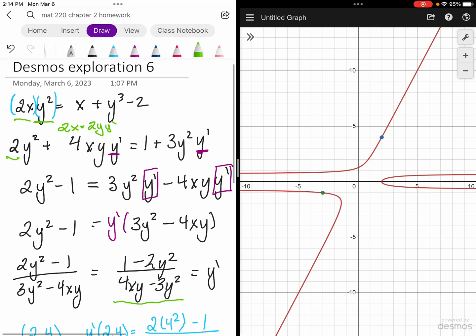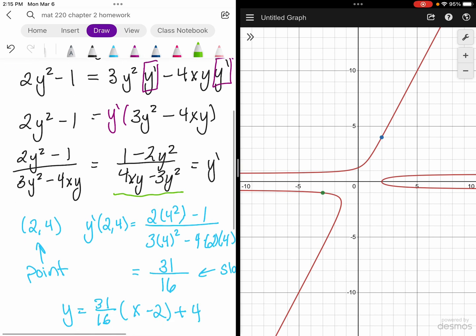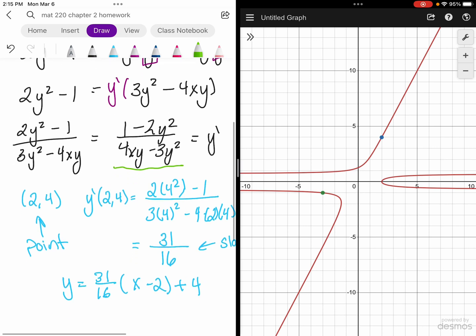Well, we were given a point on our graph. We were specifically given the point 2, 4. So if I want to write a tangent line at that point, I need to figure out what the slope is at that point. That means I need to plug 2 in for x and 4 in for y into this derivative equation. And when I do that, I end up with 31/16 as my slope. And then it's just point slope form. There's my slope. Here's my point.